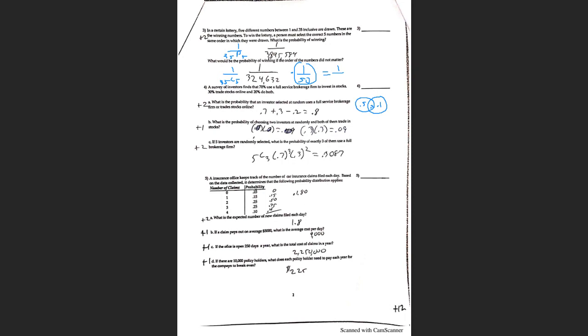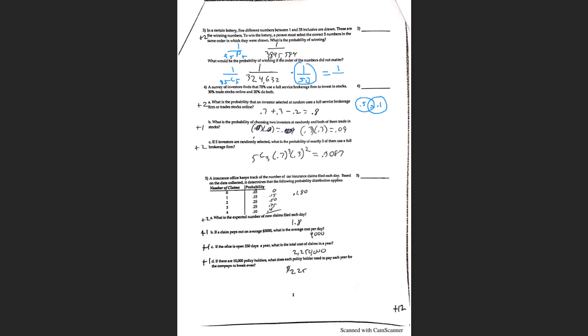This is the binomial probability formula. This is what you did in chapter 5. They're saying if 5 investors are selected, what's the probability that exactly 3 of them use a full brokerage firm? So we have a scenario here. It's a yes or no. There are only 2 options. Did they use it or not?